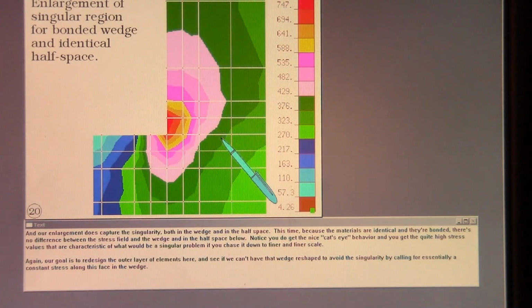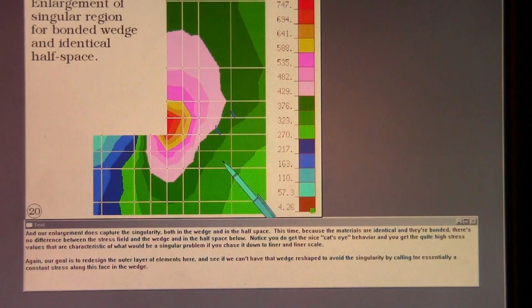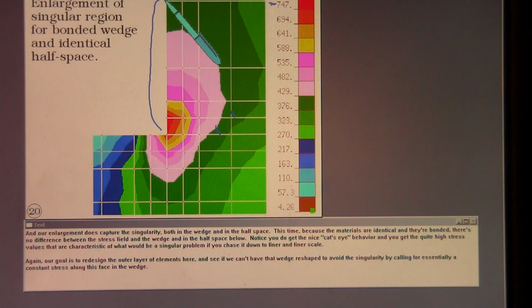This time, because the materials are identical and they're bonded, there's no difference between the stress field in the wedge and in the half space below. Notice that you do get the nice cat's eye behavior, and you get the quite high stress values that are characteristic of what would be a singular problem if you chase it down to finer and finer scale. Again, our goal is to redesign the outer layer of elements here and see if we can't have that wedge reshaped to avoid the singularity by calling for essentially a constant stress along this face in the wedge.